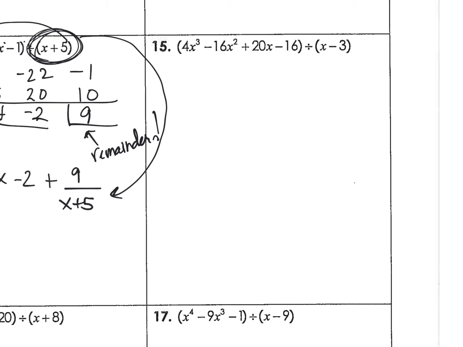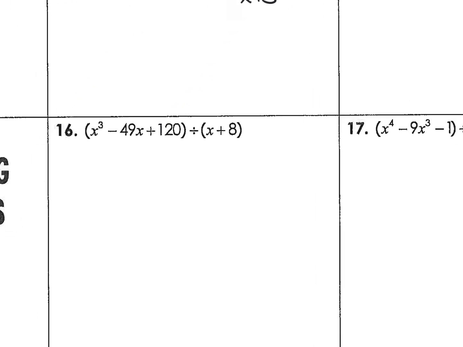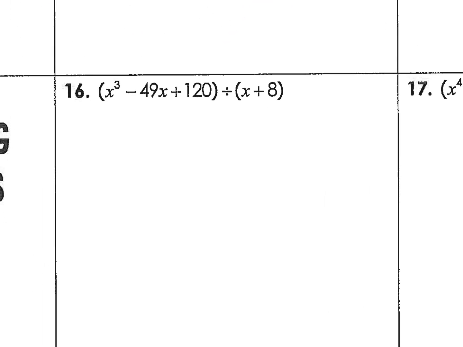Actually, we don't even need to do the last two. You know what? We've done this one. Let's do one where there's something different. What do you see that's different here? We are missing a power. We're missing the x squared power. So when we put this in, we must account for that.